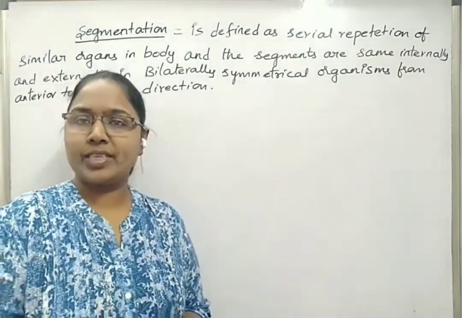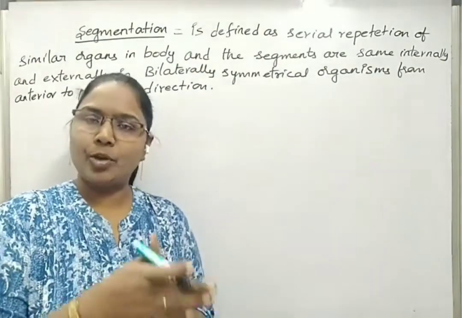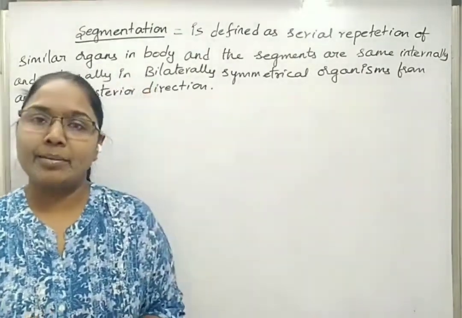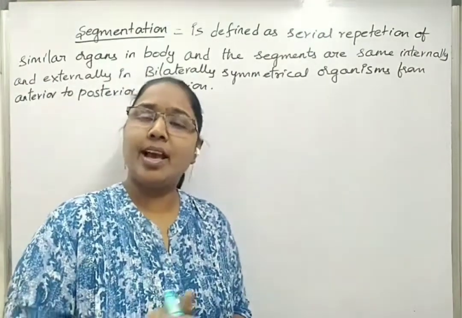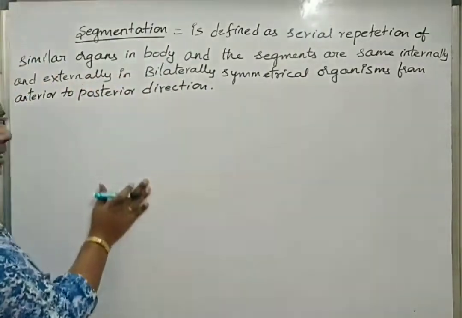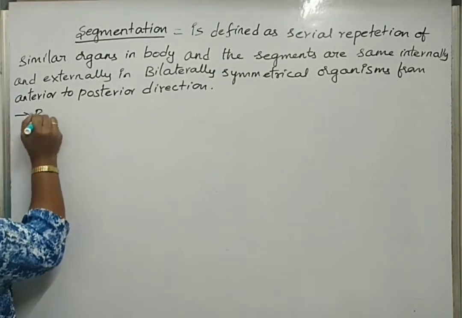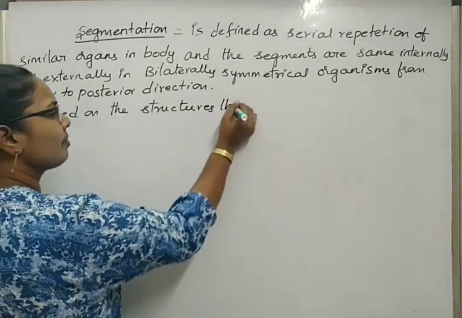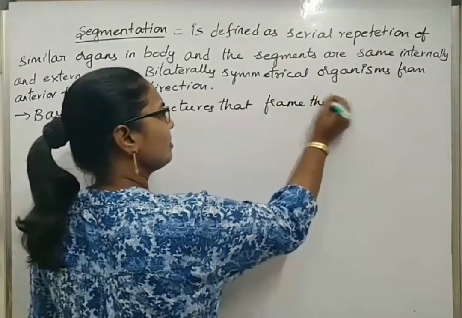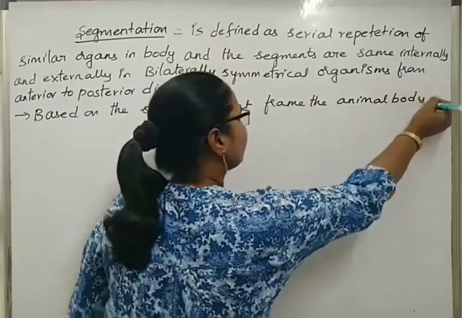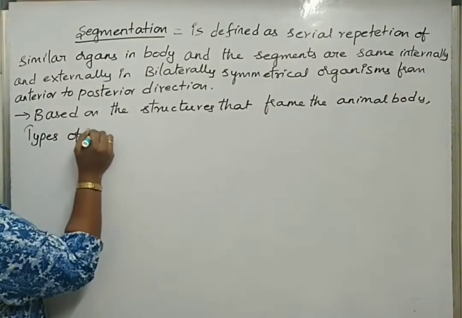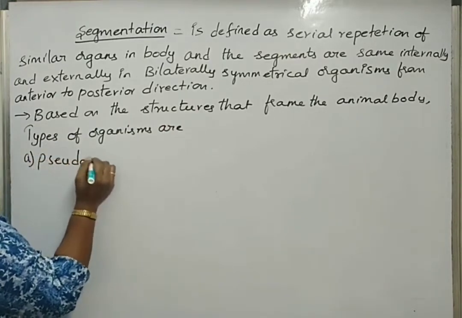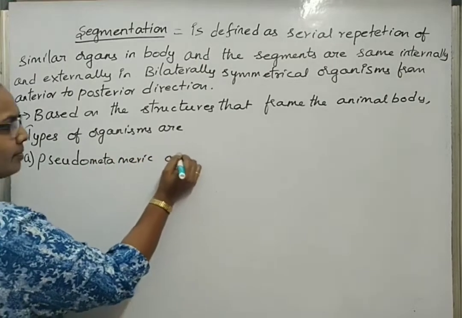Now, based on what type of structures are arranged in the segments, the organisms are differentiated as pseudo-segmented organisms or pseudo-metameric organisms. This segmentation is given another term, metamerism, which we will understand by the end of this subtopic. So based on the structures that frame the animal body, the first type is pseudometameric organisms.